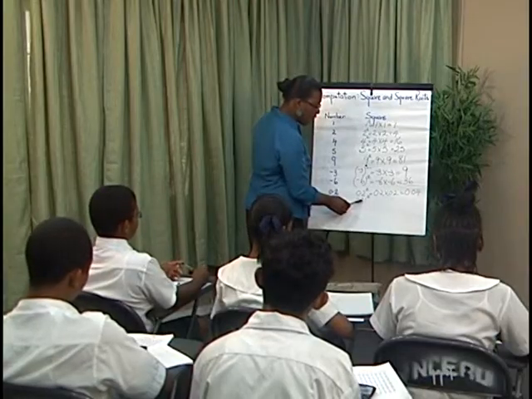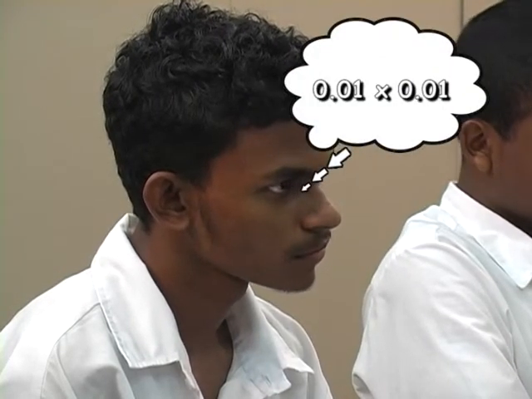Now let's pause a bit here. In 0.01, how many dp's are here? 2 dp's. Let's continue. Next step. 0.01 multiplied by 0.01.